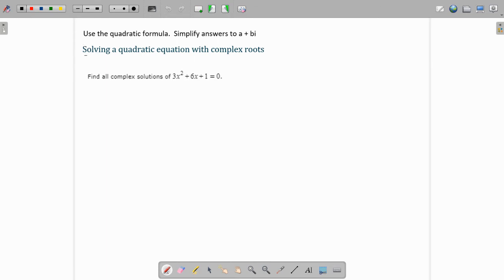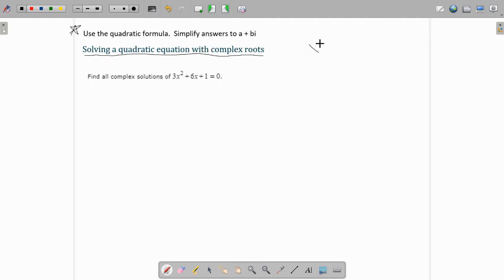Okay, next. Solving a quadratic equation with complex roots. I wrote myself a little note in here. Use the quadratic formula. Simplify your answers to a plus bi. So they do want your answers simplified.